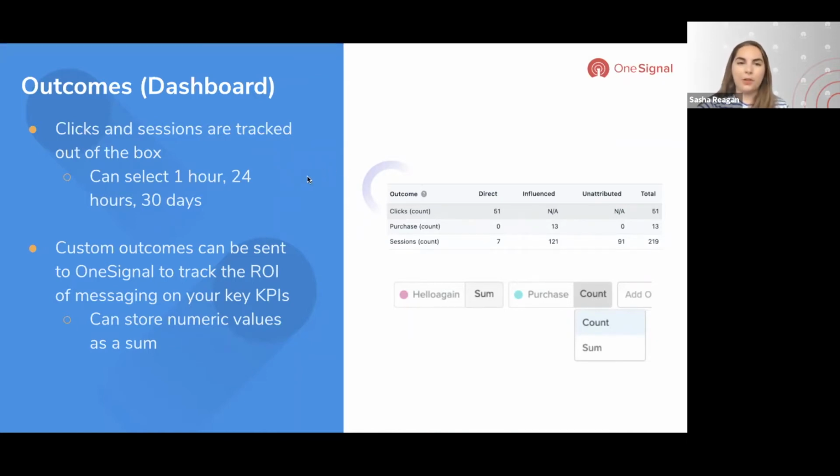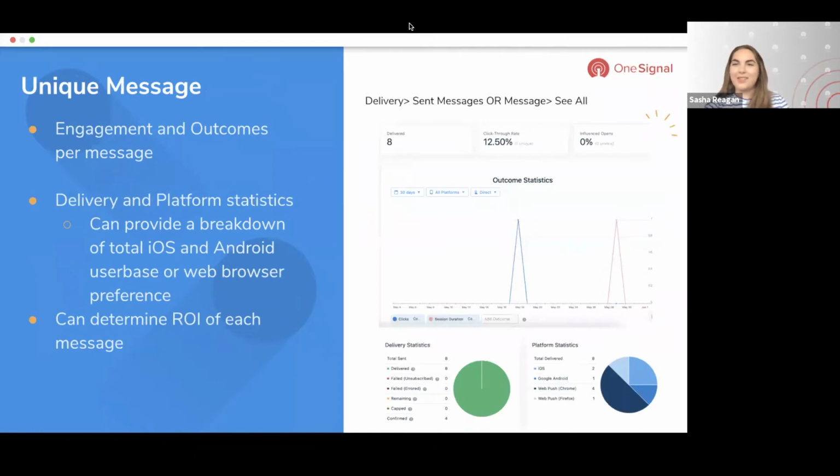I'm going to move on to the next page that I think can be really beneficial for analytics, which are unique messaging pages. There are two different ways to get to these pages. One is under the delivery tab, you can go to sent messages and click on the message that you're interested in. Or if you're in messages, you can go to see all. You'll see all the messages. You can click into the one you're interested in looking at there as well.